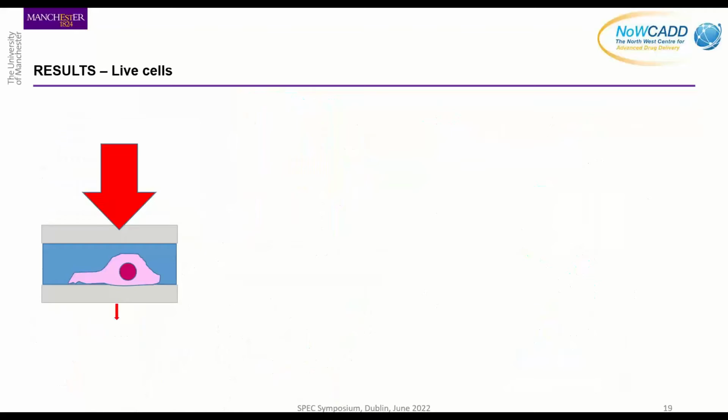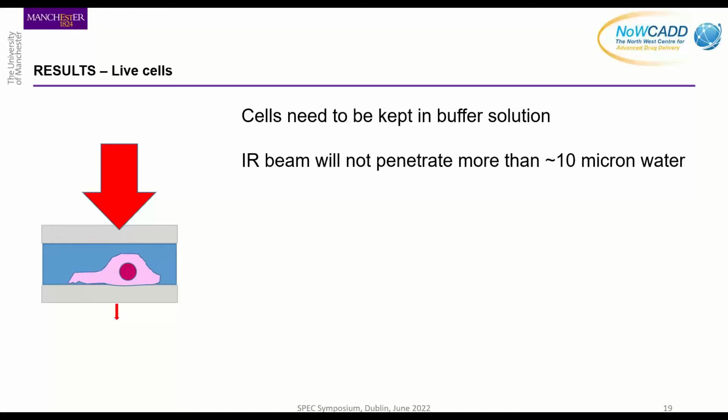So let me come on to the live cell work, because that's important. That's our ultimate aim. So the cells need to be in a buffer solution. We've got to keep them alive, obviously. The IR beam normally will not penetrate more than about 10 microns of water. We've done a lot of work at the synchrotron at Diamond, trying to develop techniques that will enable us to do the live cell imaging with a certain amount of success, but actually this is easier.